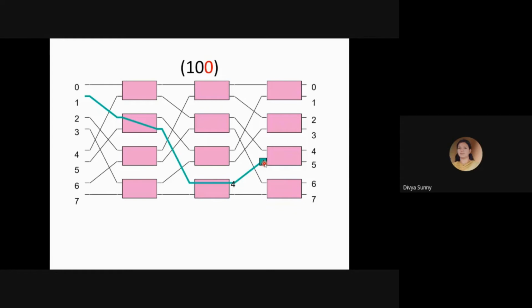So inside the stage 2 switch, the input is connected to the upper part of the output. Thus, it reaches the destination. So destination 4 has been reached. Okay, so from port 1, the cell is destined for 4 and it reaches here using this destination tag routing. So this is how the destination tag routing or self-routing is done in Omega network.